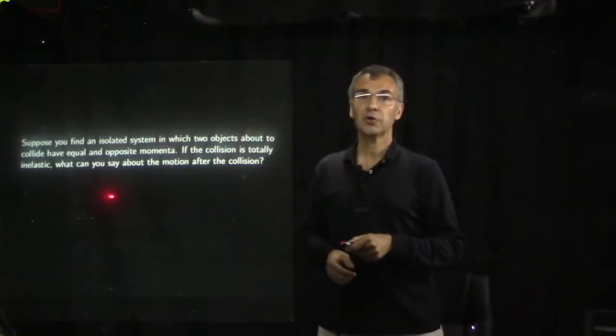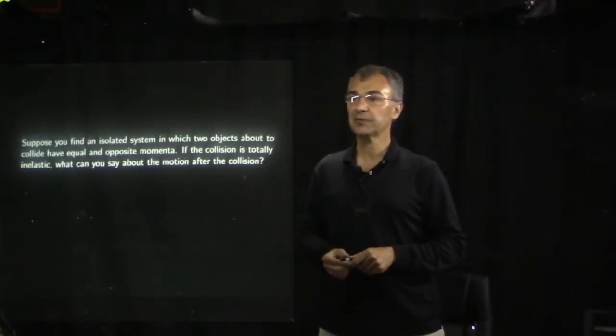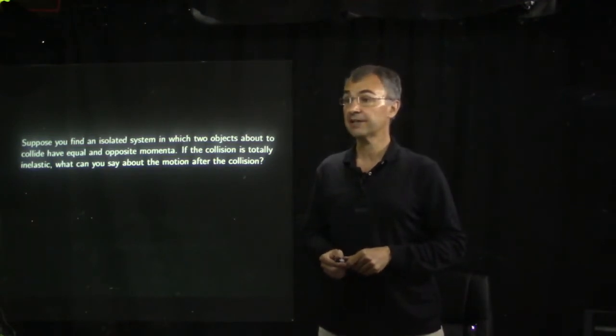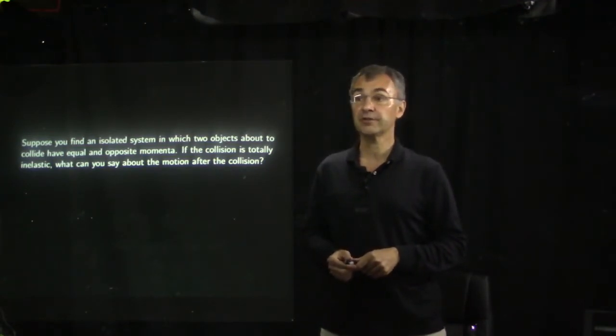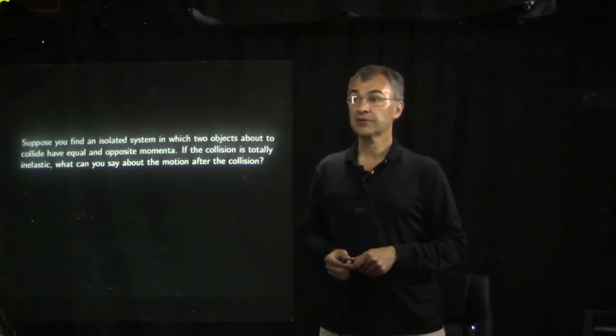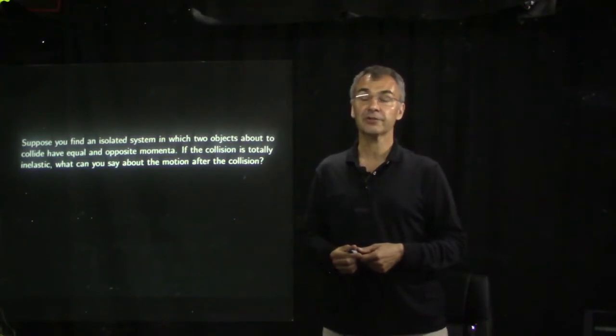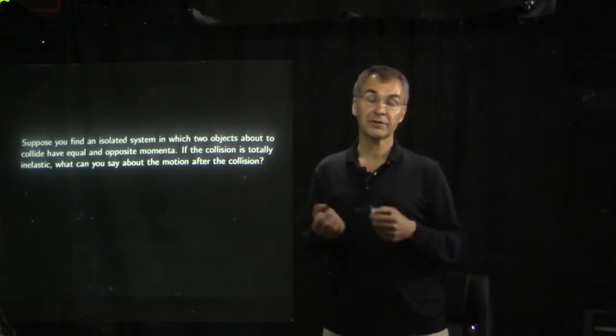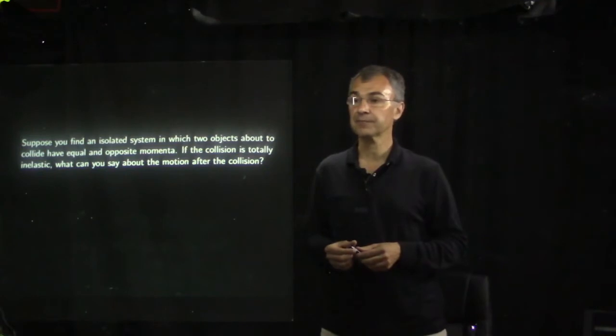Suppose you find an isolated system in which two objects about to collide have equal and opposite momenta. If the collision is totally inelastic, what can you say about the motion after the collision? Well, if the two objects have equal and opposite momenta, then the total momentum in the initial state is 0. And if it's an isolated system, then the total momentum in the final state will be 0, because the total momentum is constant for an isolated system.